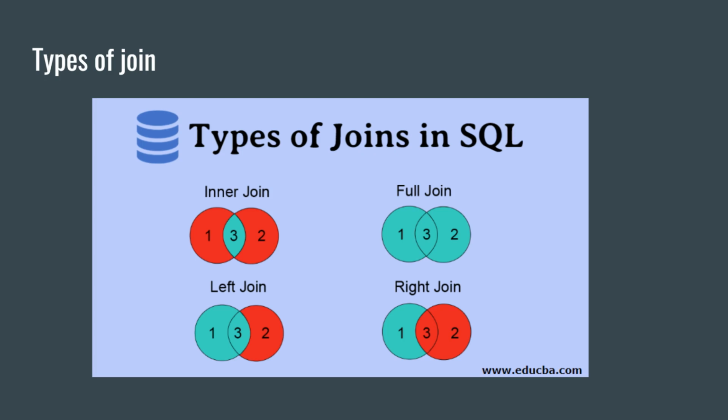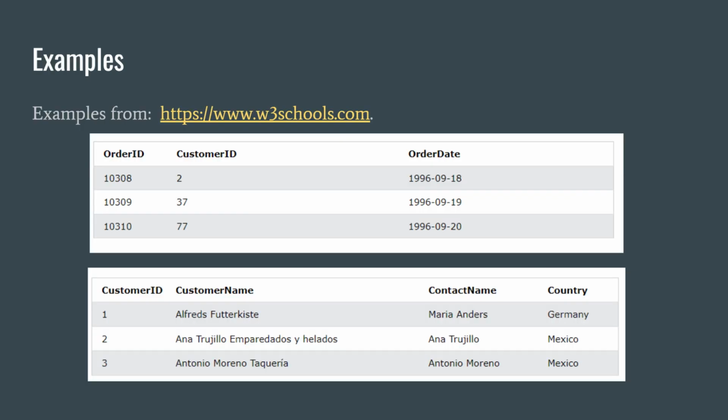Here I have a graphic representation of the types of joins and how they may work. You can pause the video if you want to see it for more time. Now we can start with examples.